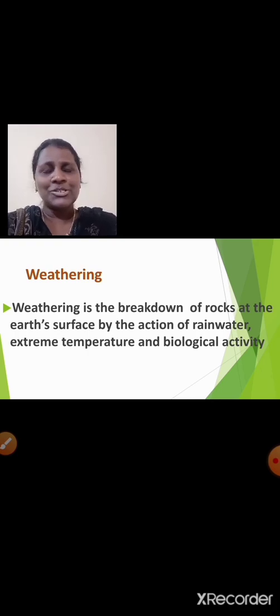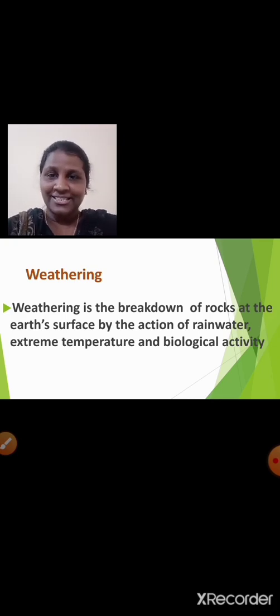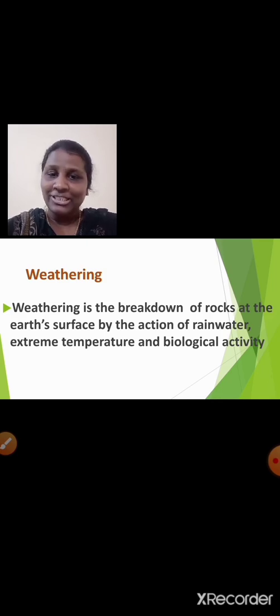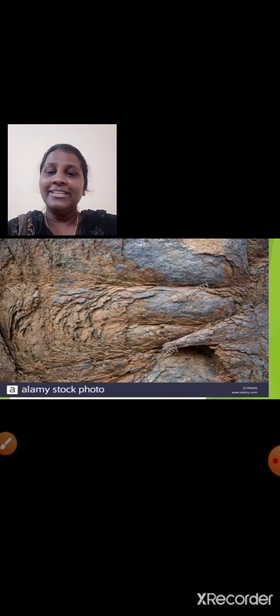Weathering. Students, do you know what is weathering? Weathering is the breakdown of rocks at the earth's surface by the action of rainwater, extreme temperature and biological activity. Biological activity includes plants and animals. Here is the image of weathering of rocks, students. You can see.